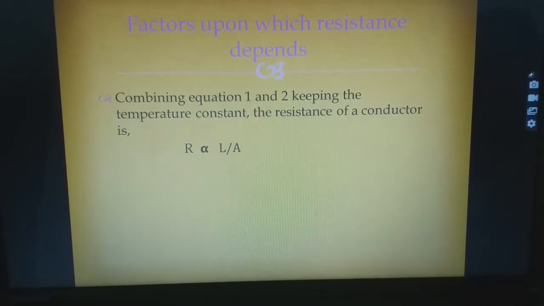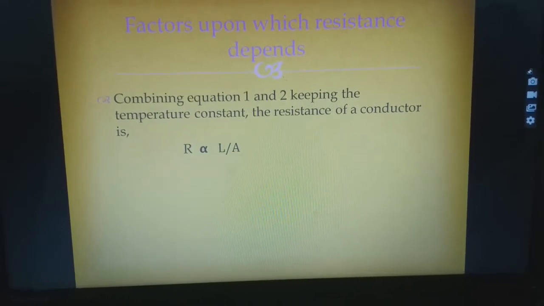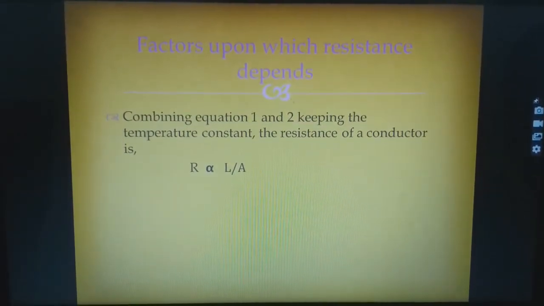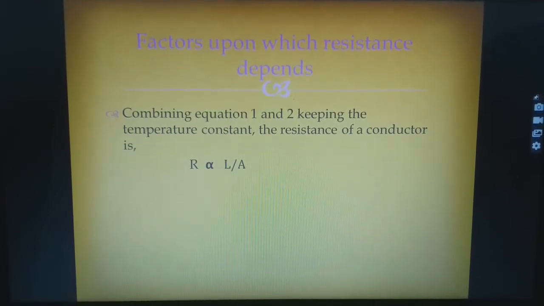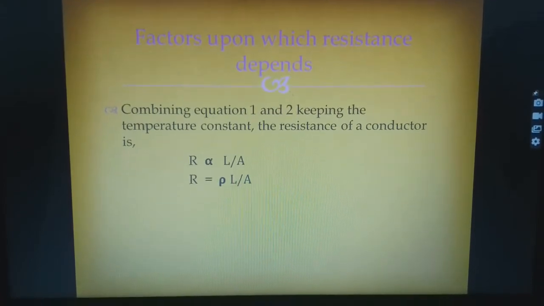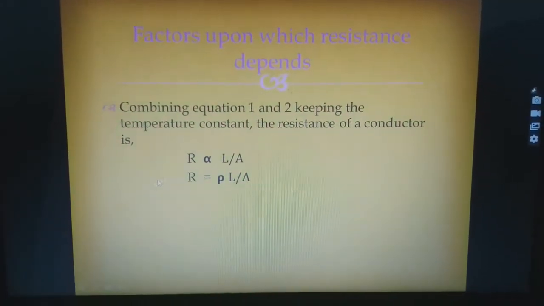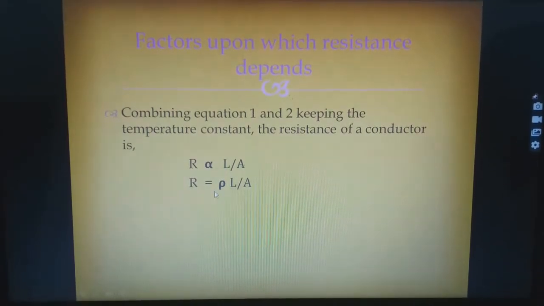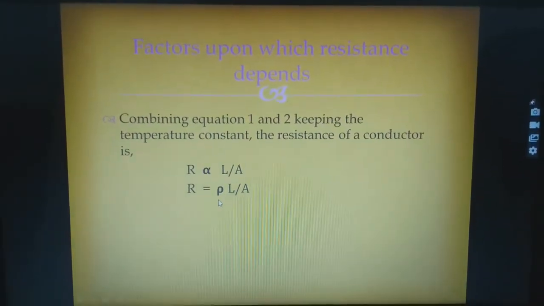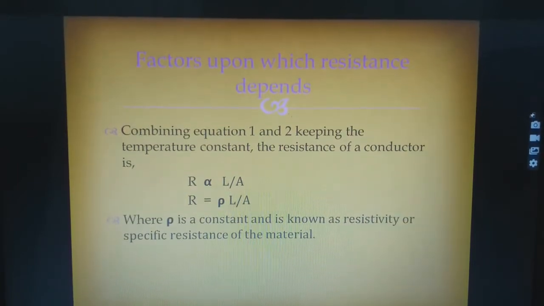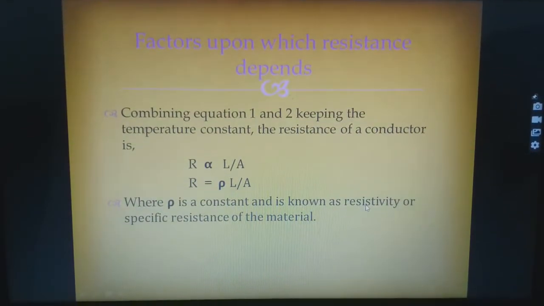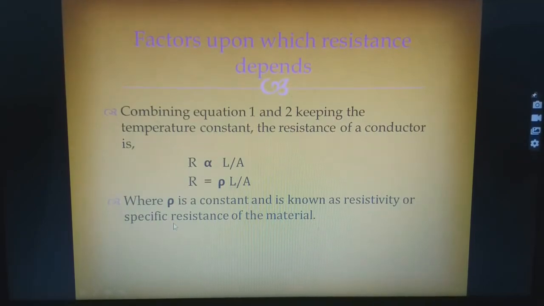that is R is directly proportional to L over A, where R is electrical resistance, L is the length of the conducting wire, and A is the cross-sectional area of the wire. So definitely the above one is not an equation. In order to convert it into an equation, we have to add a constant of proportionality, and here this symbol rho stands for the constant of proportionality, right? And this constant, rho, is known as resistivity or specific resistance of the material.